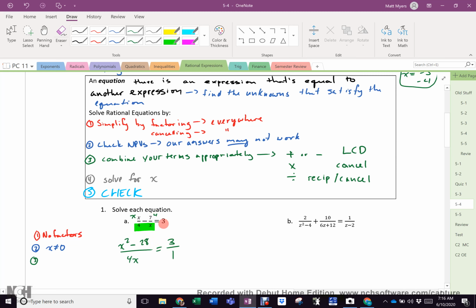over 1. Now, I needed a common denominator here, so I need a common denominator here. This too was 1, but it needs to be 4 over x. So I've got to multiply this by 4x. So my 3 becomes 12x. Now, stop for a second.